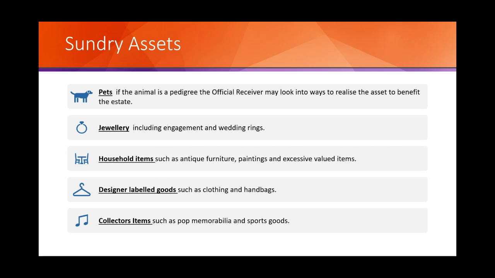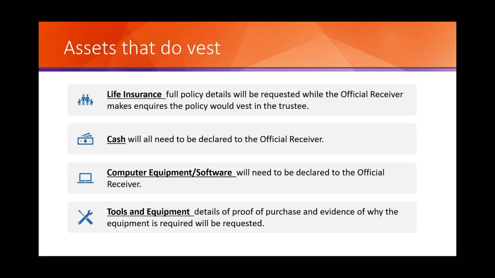Jewellery. If appropriate, the official receiver would ask for a third-party offer. If no offer is received, the official receiver can sell the item if it would benefit the estate. Again, these would be treated very sensitively. Household items, which are not required to meet a basic domestic need, can be sold, or the official receiver may request a third-party offer. Designer labelled goods, such as clothes or handbags, would more than likely be of excessive value, and therefore the official receiver would be open to either a third-party offer or may get agents to collect such goods and sell for the benefit of the estate.